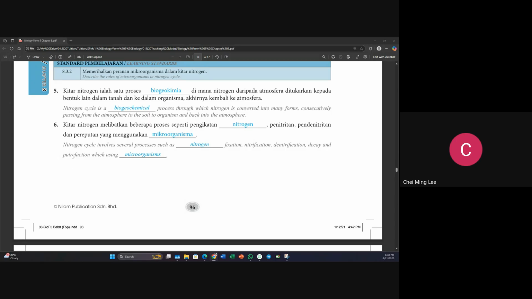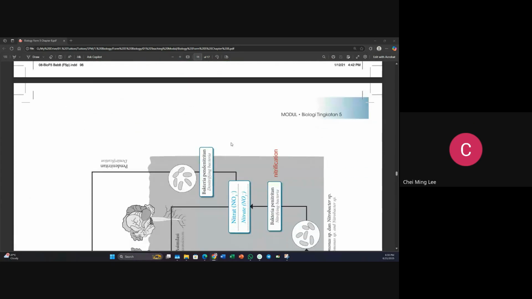putrefaction. Putrefaction means that it is what we call fulan, or merepun, which uses microorganisms.